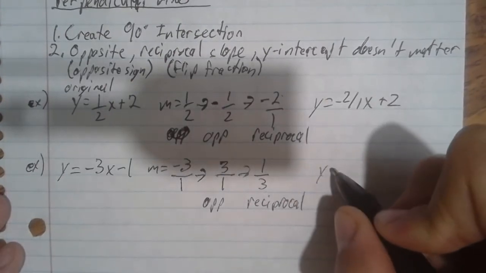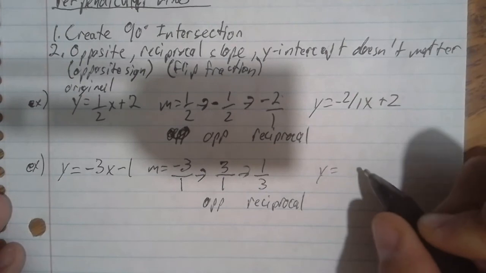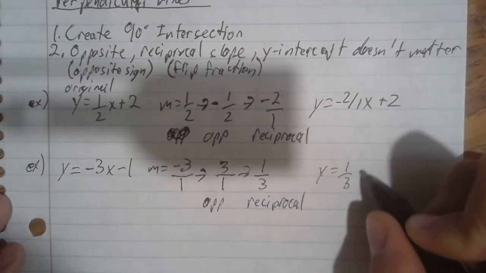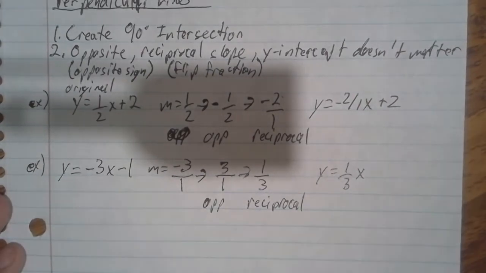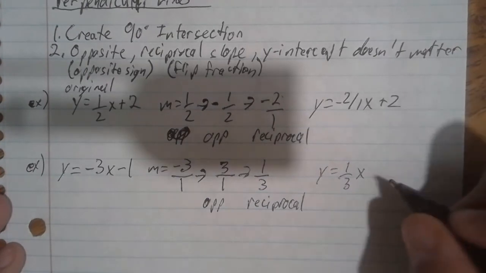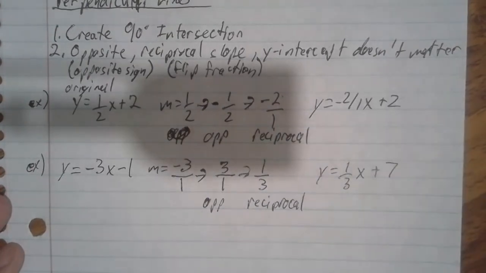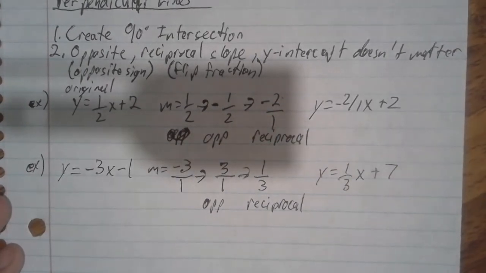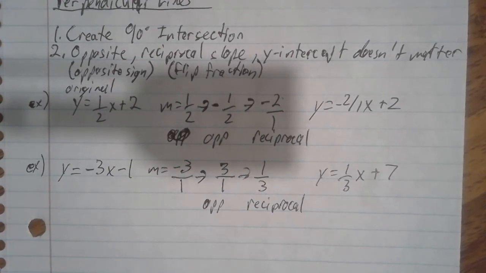So we can say y equals 1/3 x, and then you can pick any number you want. You can keep the -1, or you can call it +7. So there are our parallel and perpendicular lines.